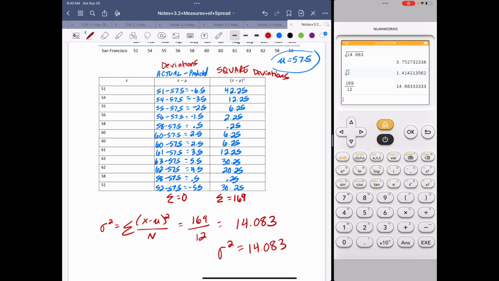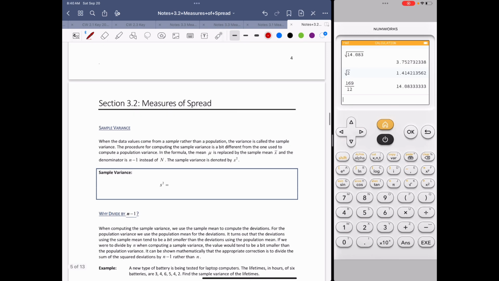And the bad thing about this variance is we squared the deviations. So the units of this are squared degrees. That doesn't make sense in the problem to talk about square degrees with temperature. So we will discuss that in a minute, what to do about it.